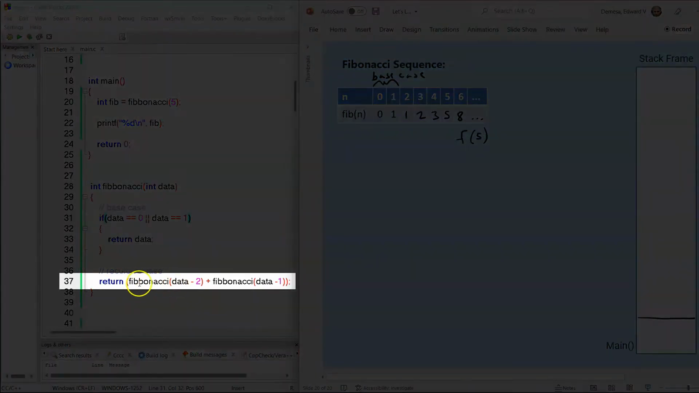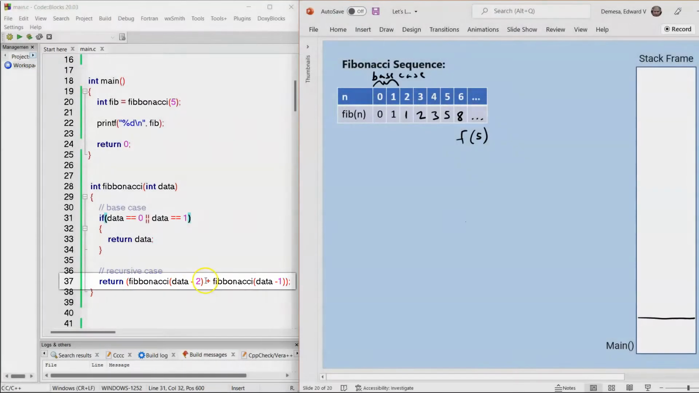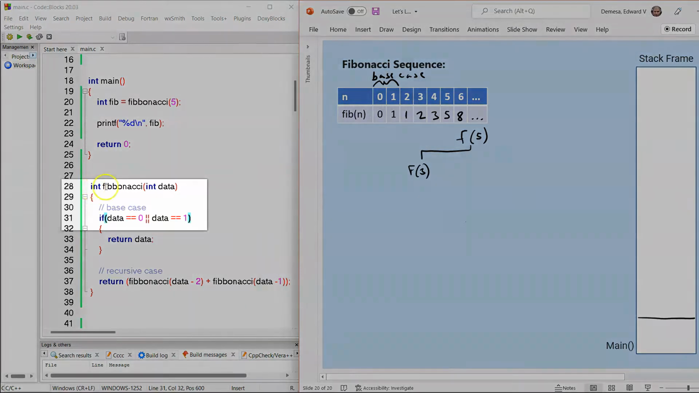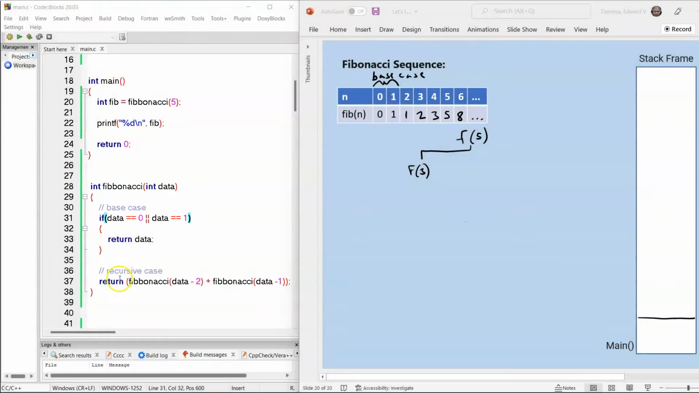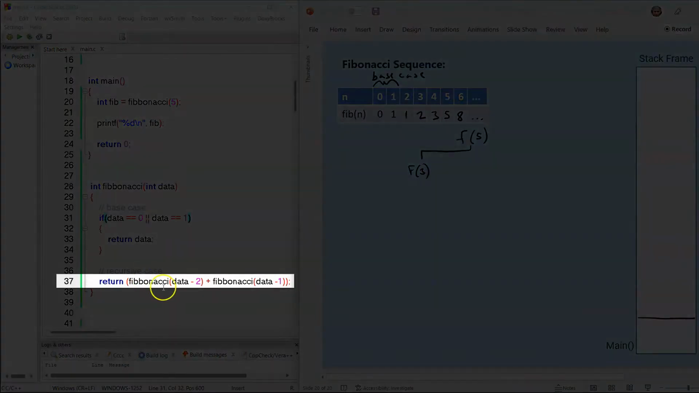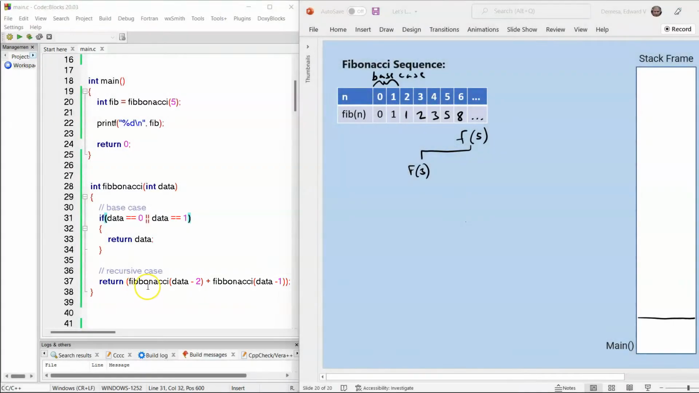And on line 37, the first Fibonacci recursion function is called with data minus 2. So 5 minus 2 will give us 3. And again, the compiler enters line 28. The compiler then jumps to line 31 and checks, is 3 equal to 0 or 1? The answer is no, so the compiler jumps to line 37. And on line 37, f of 3 calls its first recursive function Fibonacci 3 minus 2, which is 1. So f of 1 is called.